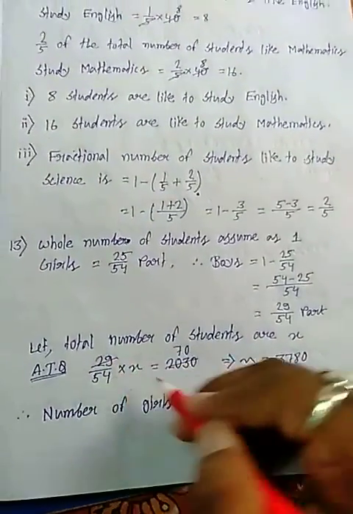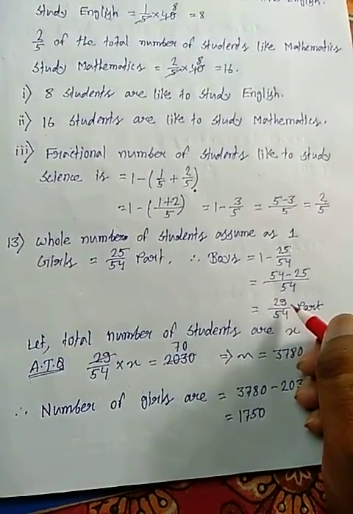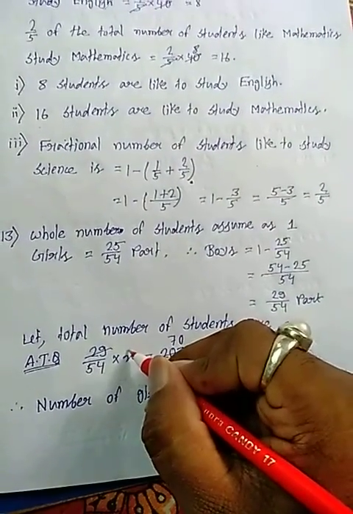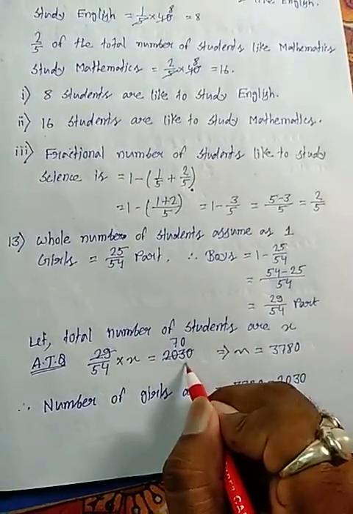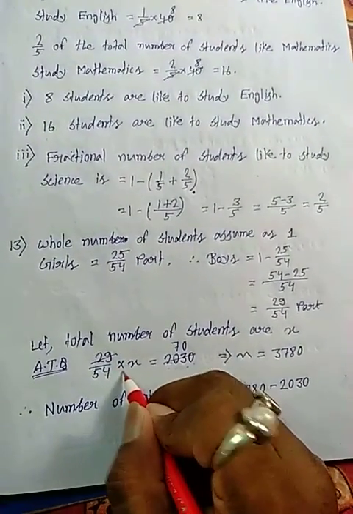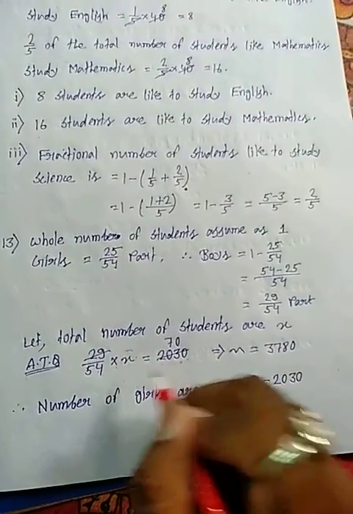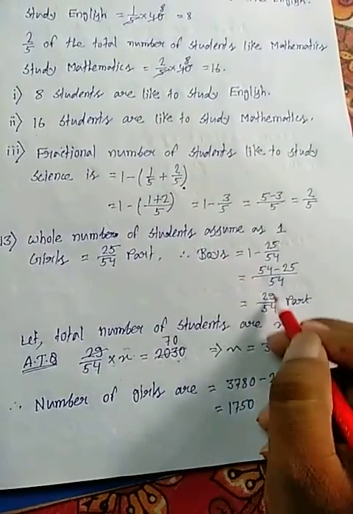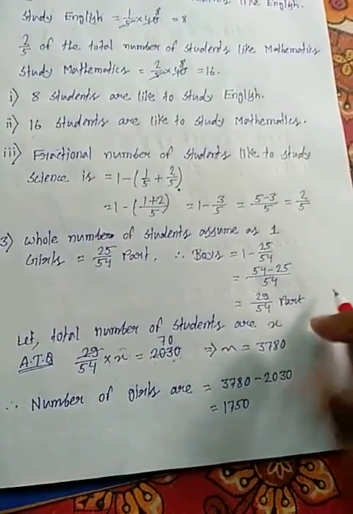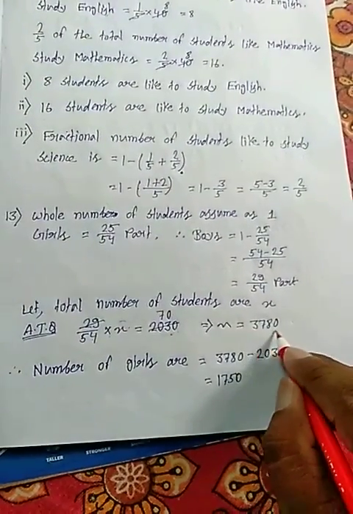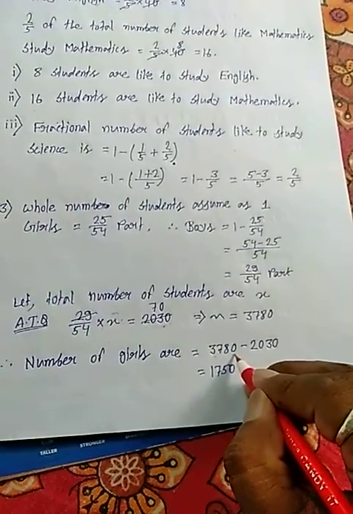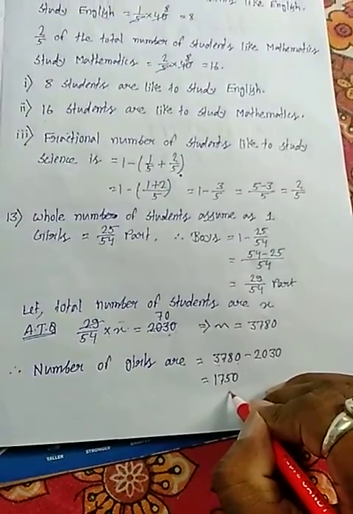That means the boys part is given. That means 29/54 of the total number of students is equal to this many boys, which is given as 2030. 29/54 of the total number of students is equal to this, because this is the boys part. Clear? From here you can find out the value of x. Clear? So this is the total number of students. If you subtract the boys part from the total number of students, you will get the girls. Clear? Thank you.